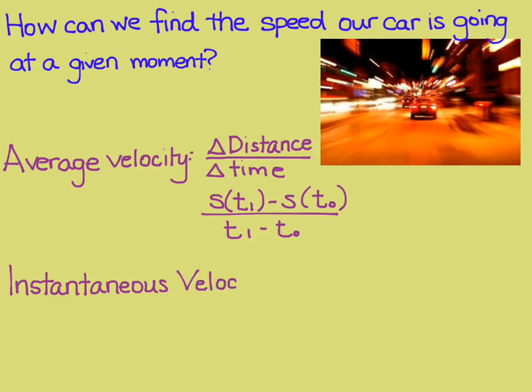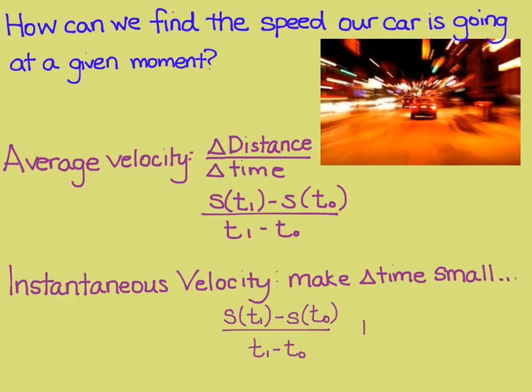The instantaneous velocity is how fast we're going at a given moment. In order to do this, we want to make the change in time as small as possible. So we look at s of t1 minus s of t0 over t1 minus t0 for values of t1 that are very close to t0. The solution to these questions is the concept of a limit.